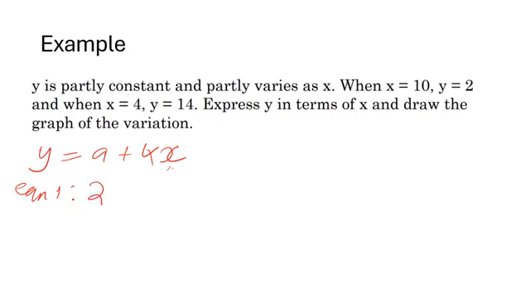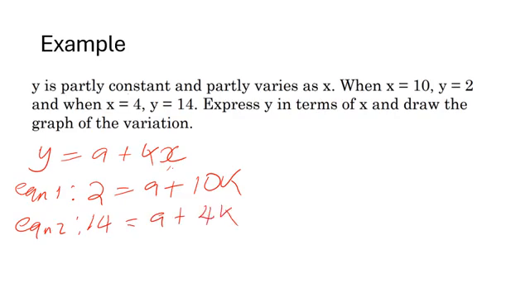So we can say 2 is equal to a plus, when there's x we put 10, so it will be 10k. Okay, so that's our first equation. Our second equation, equation 2: when x is equal to 4, y is equal to 14, so it will be 14 is equal to a plus, where there is x, we put 4k. Okay, so the same stuff.